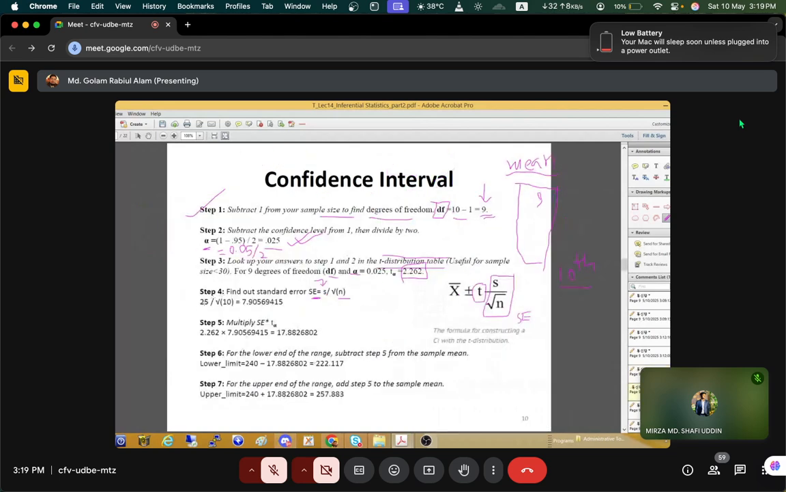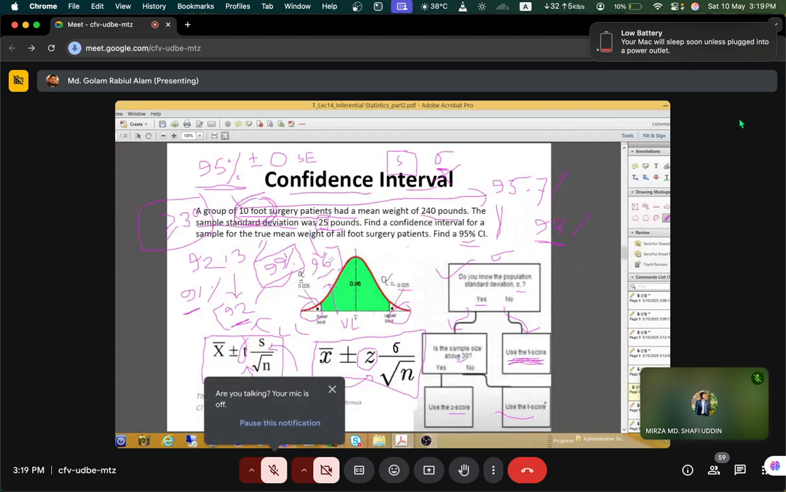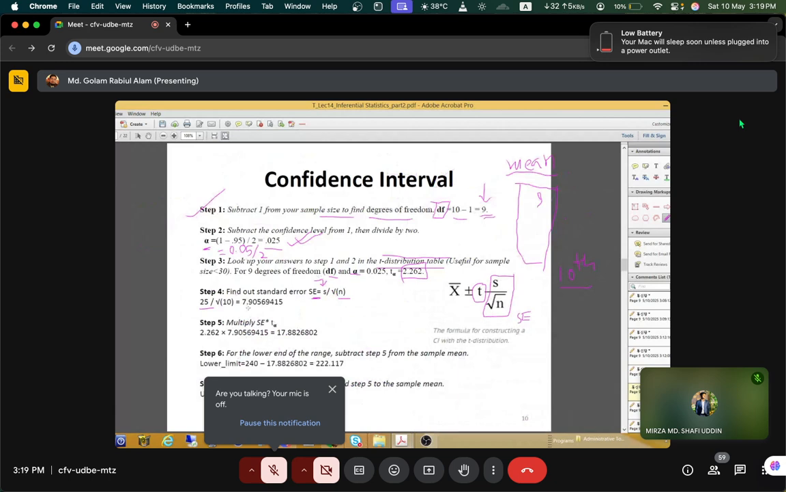And then n is the sample size. In our case, the sample size is 10 foot surgery patients, that is n equal 10. Then we can see the standard error is 7.90.